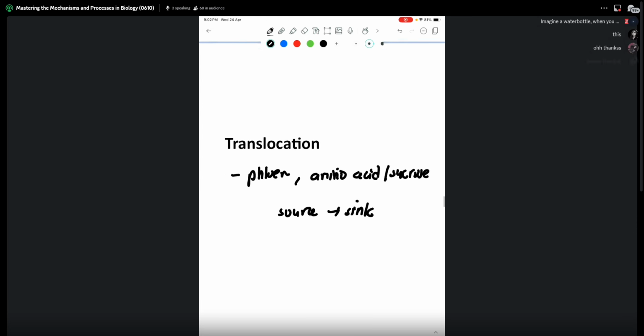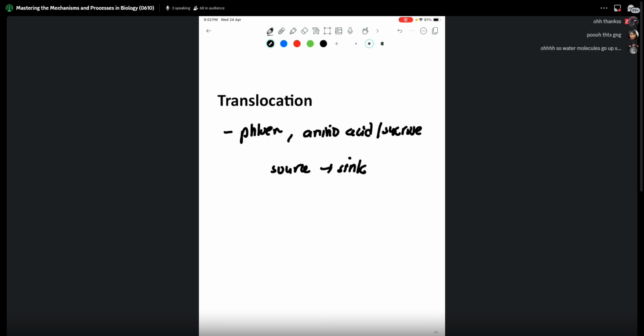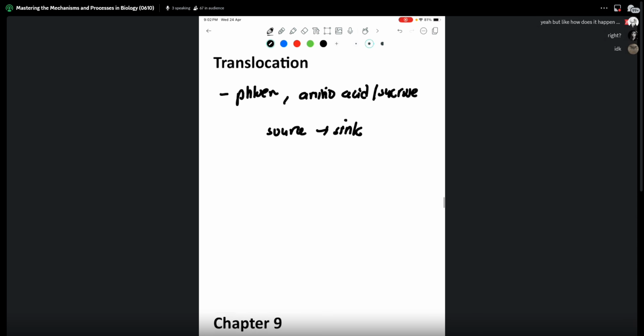So water molecules go up by sticking to the walls, and it's all by the transpiration pull. The keyword is the transpiration pull. Then translocation, it's always from source to sink.